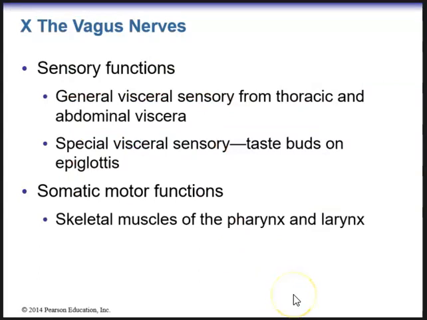Vagus nerve, very important nerve. So the vagus nerve has sensory functions: it gets general visceral sensory from the thoracic and abdominal viscera, so all the organs in the thorax and abdomen, whatever it innervates, as well as taste buds on the epiglottis. Motor functions, so it gives motor innervation to skeletal muscles of the pharynx and the larynx.